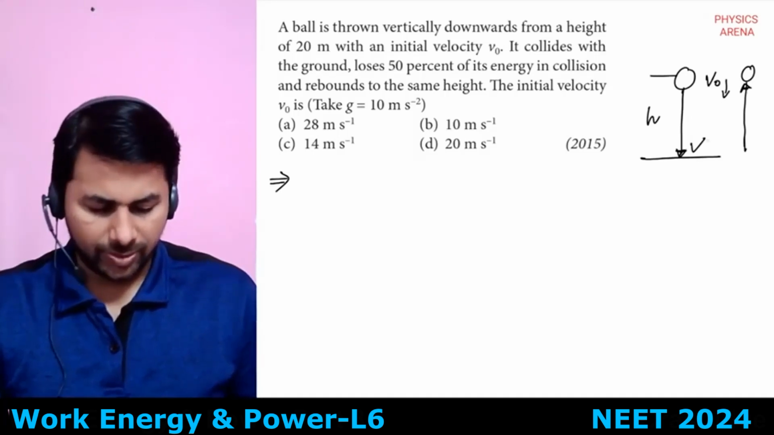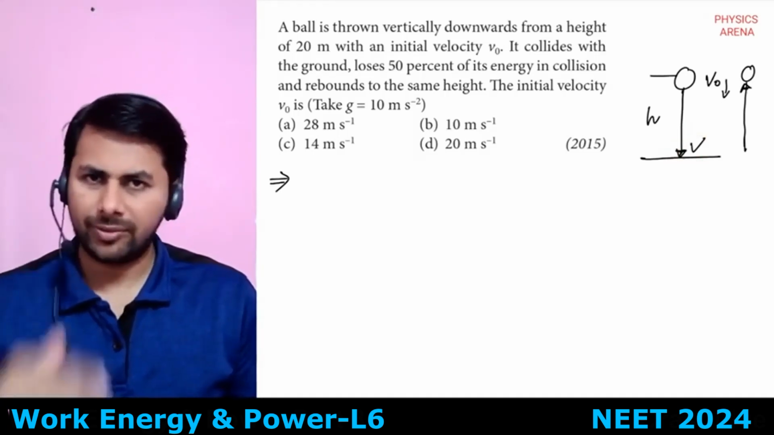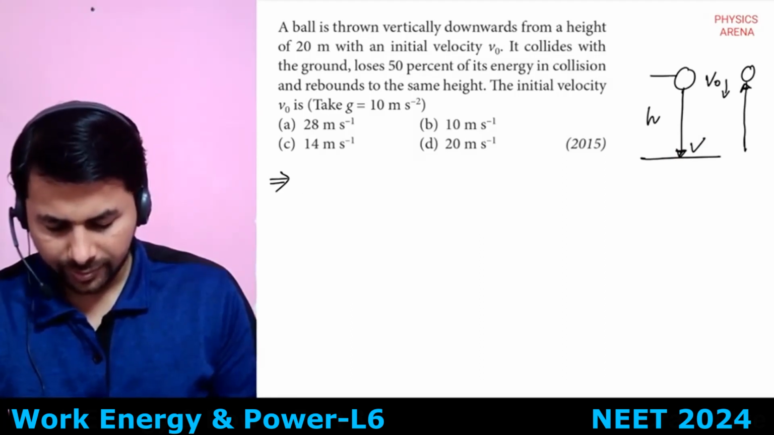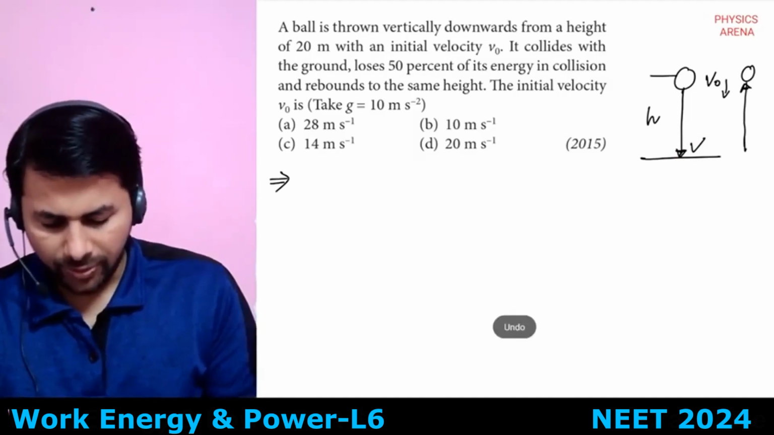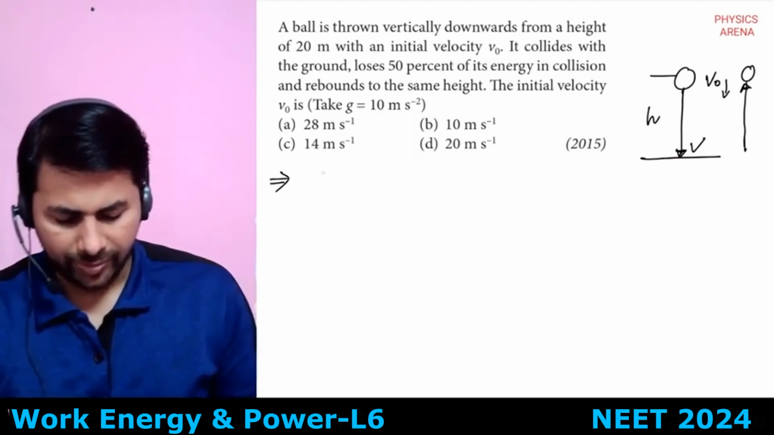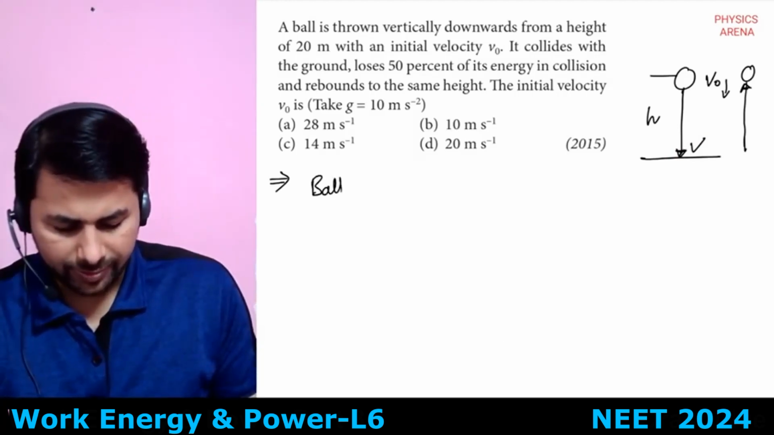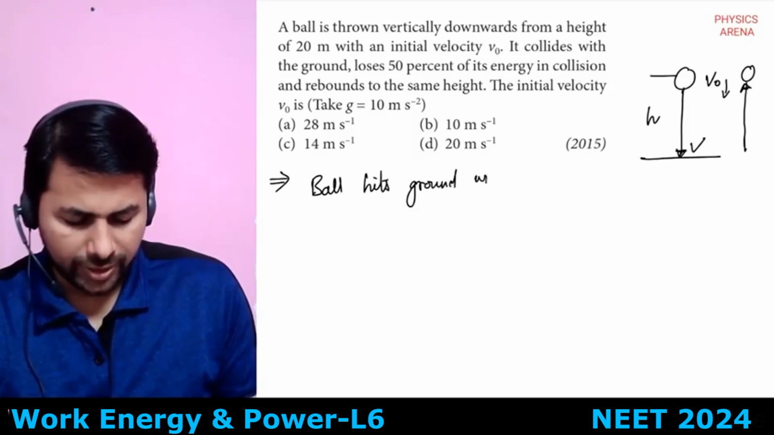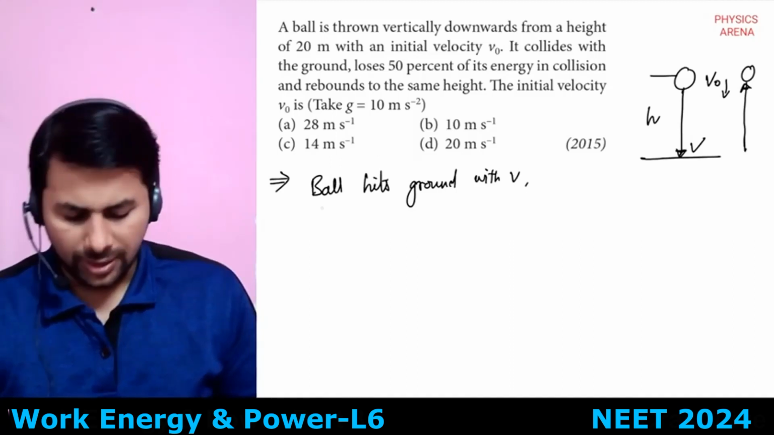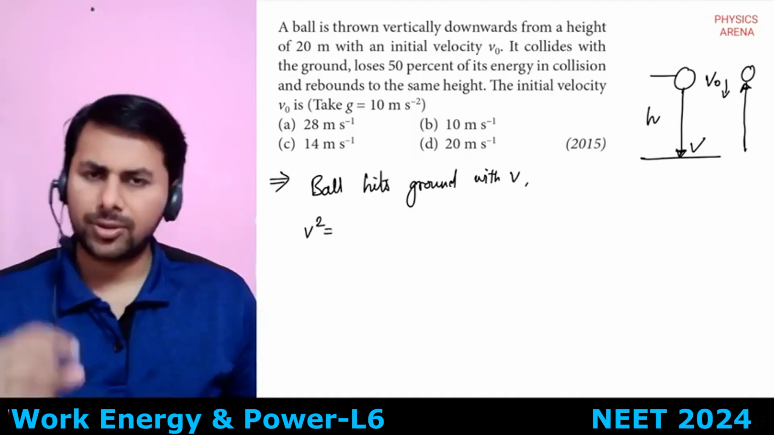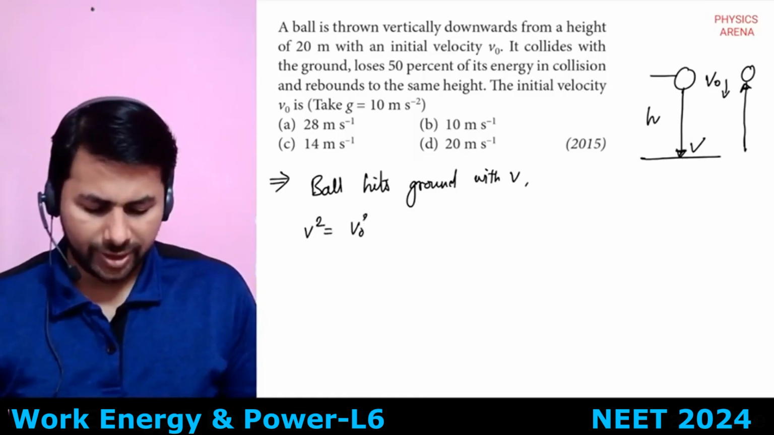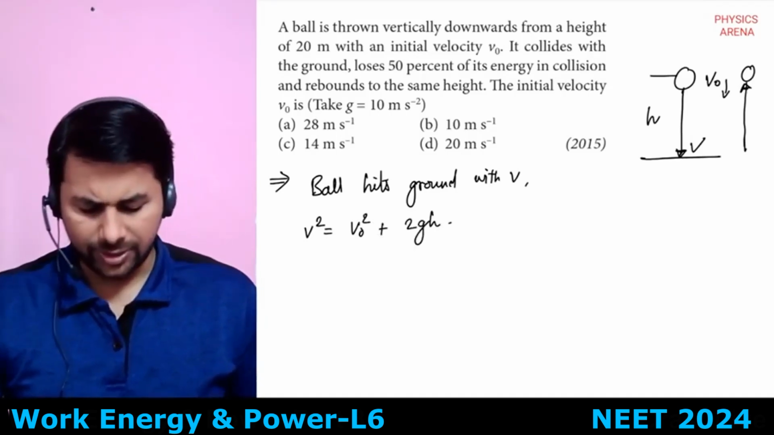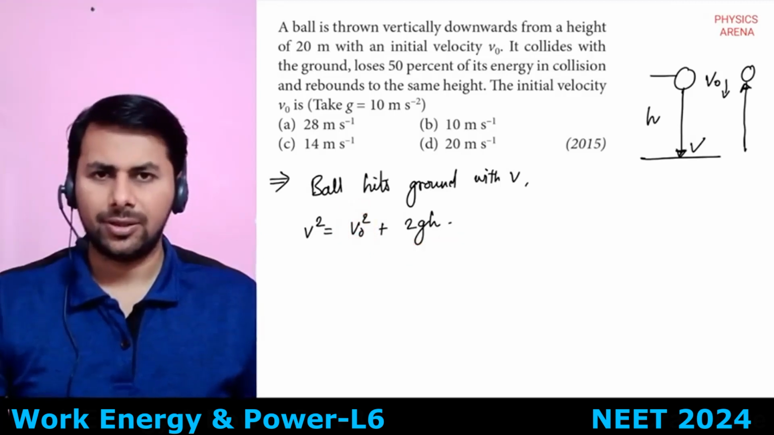All right. So first of all, let's find out what will be its velocity when it falls. When it falls, the ball falls with velocity v. Ball hits the ground with velocity v. So I can say v square equals initial velocity square, v naught square plus 2gh.